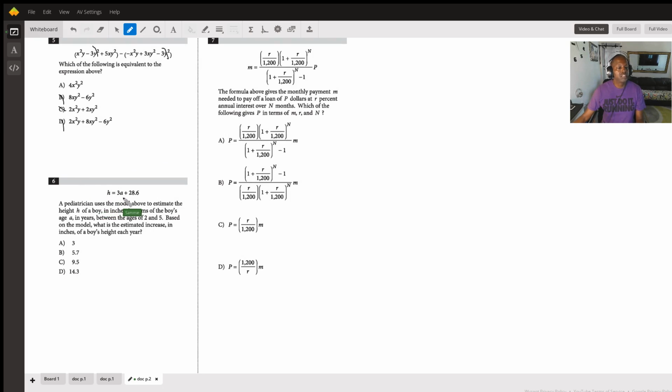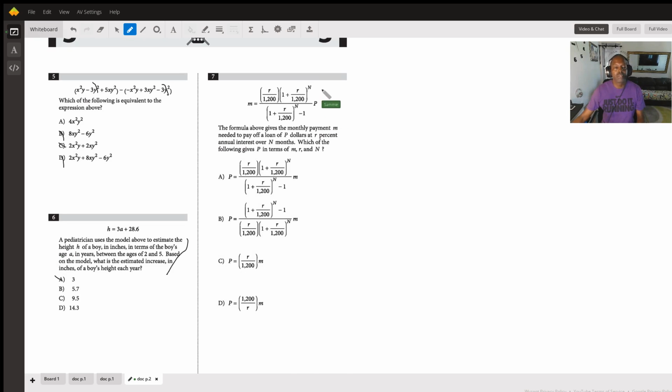So here, this is similar to the problem before, but a lot of words. What is the estimated increase in the inches of a boy's height each year? Okay, so a pediatrician uses a model above to estimate the height of a boy in inches in terms of the boy's age A. So if the boy is 0 years, we have 28, but for 1 year it goes up by 3. For 2 years it goes up by 6, so it goes up by 3 each year.